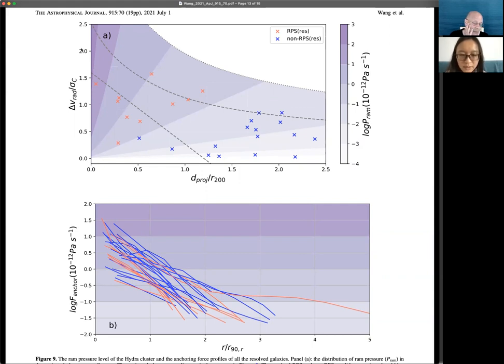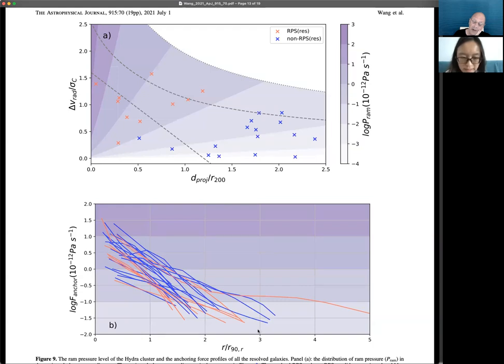When we take a look at the anchoring force, the galaxy HI profiles, the HI density distribution, they extend quite far compared to the optical radius, quantified as R90 in the r band, that is the radius enclosing 90% of the optical light. So, the light radius, okay.